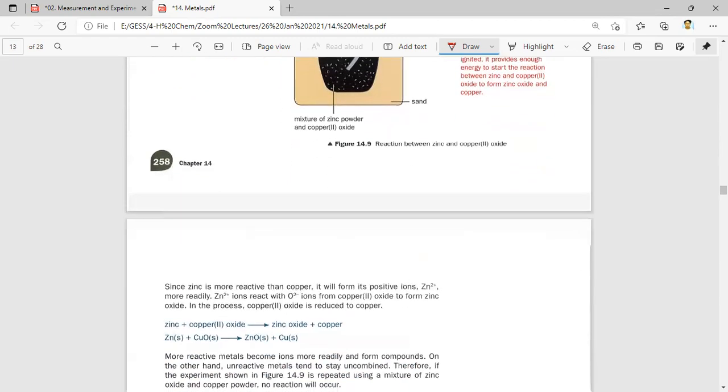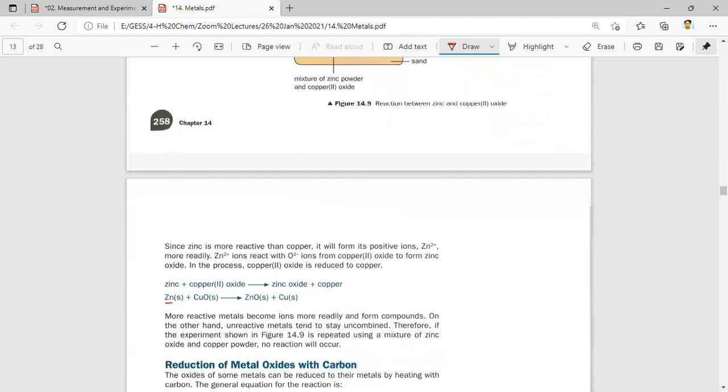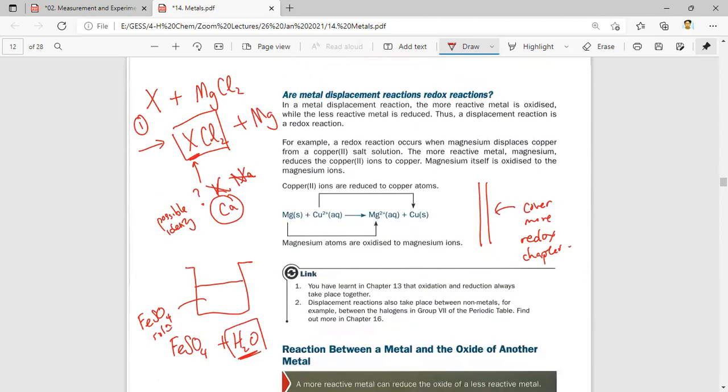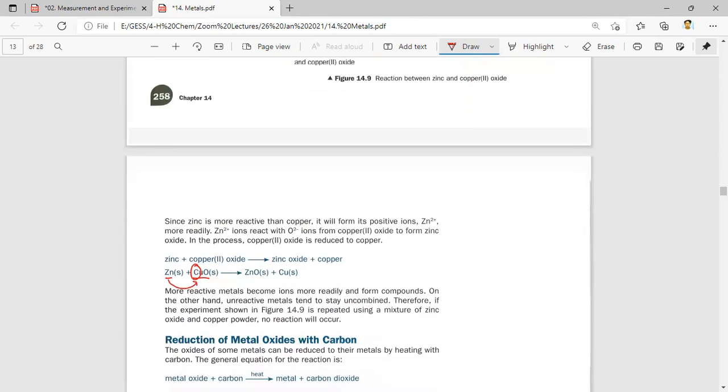So look at the reaction here. Zinc with copper oxide. What you realize the zinc did was the zinc displaced the copper. That's why you got zinc oxide and copper. And hence, if you understood the displacement reaction at the top just now, this is just another application of displacement.